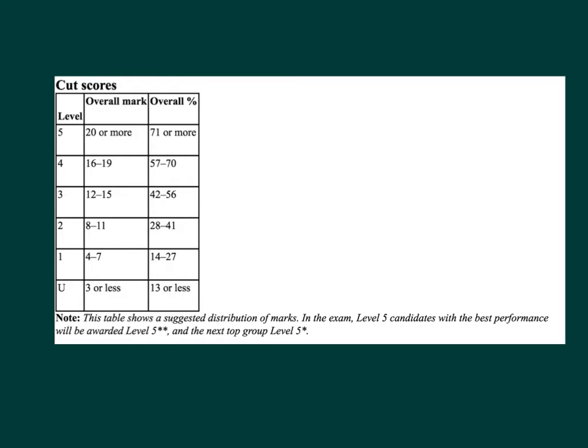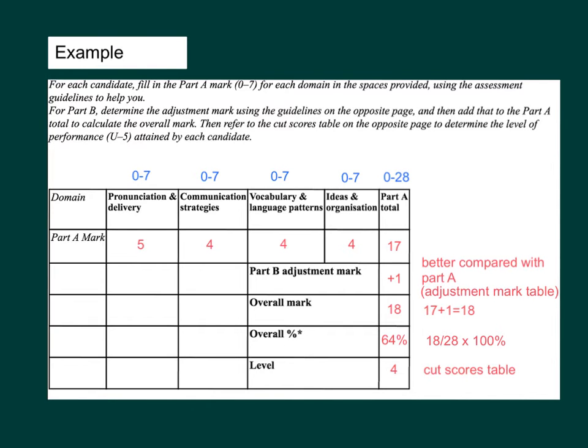Level 1, overall mark 4 to 7, overall percentage 14 to 27. Level U, overall mark 3 or less, overall percentage 13 or less. Note, this table shows a suggested distribution of marks. In the exam, the Level 5 candidate with the best performance will be awarded Level 5 double star, and the next top group Level 5 star. Let's see an example on how to determine the level of performance attained by each candidate.